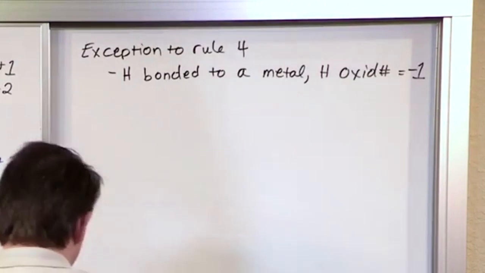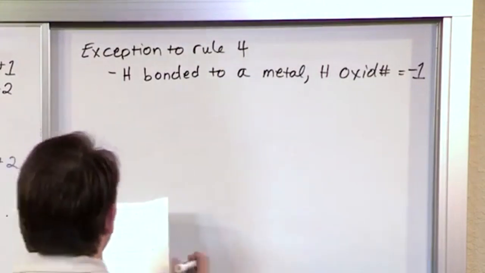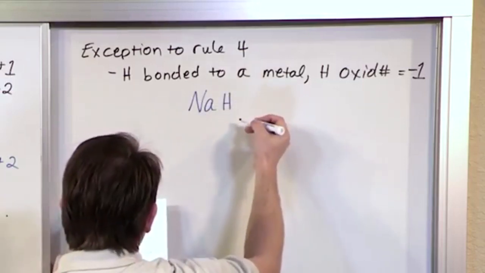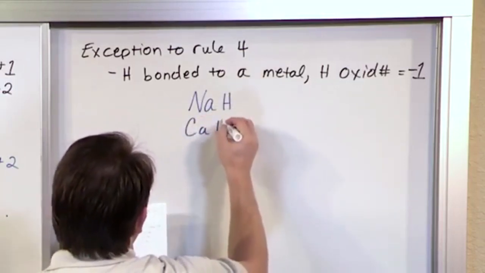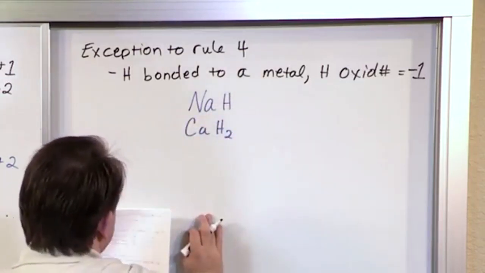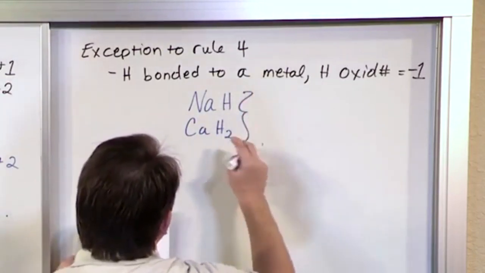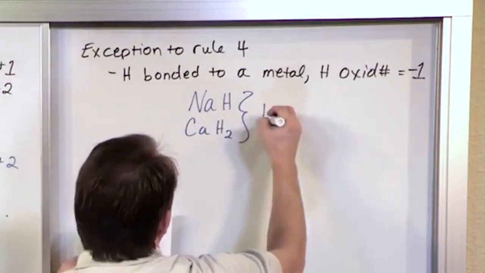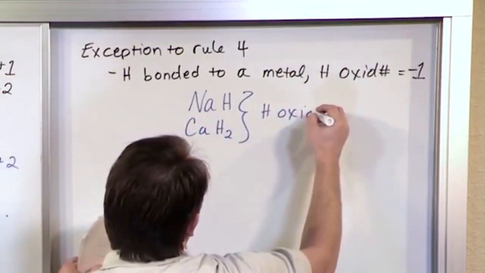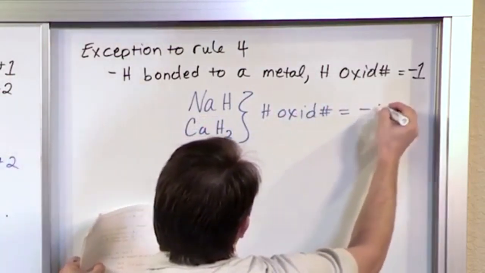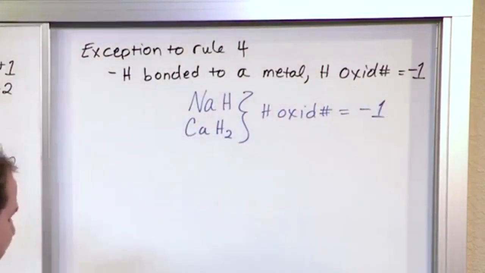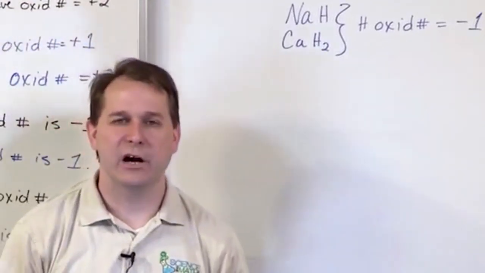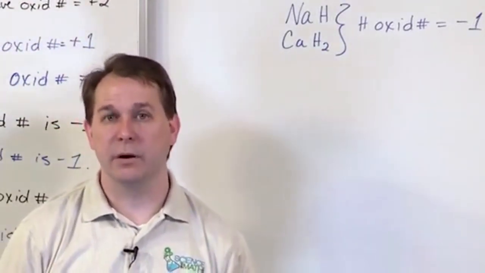Now, what could that be? Let's say you have some weird looking thing like NaH, which, believe it or not, is possible, or CaH2, calcium hydride, or something like that. In both of these cases, you have the hydrogen bonded to a metal. So the hydrogen oxidation number is -1. That's an exception because that's kind of rare. You don't see that too much.